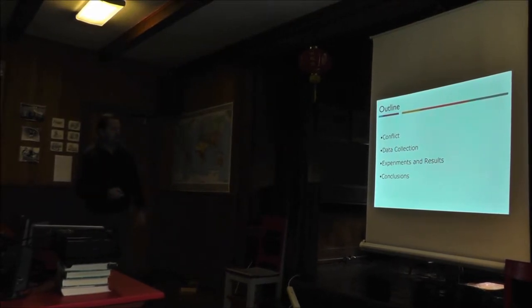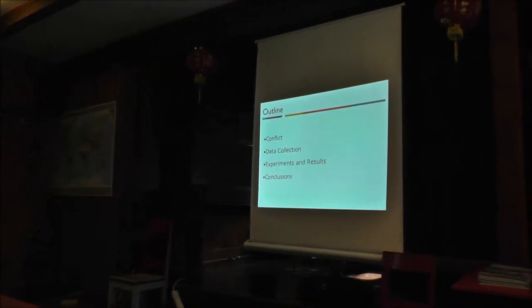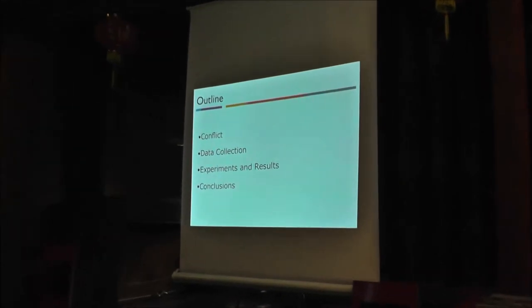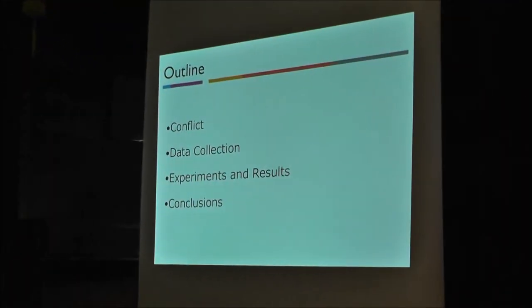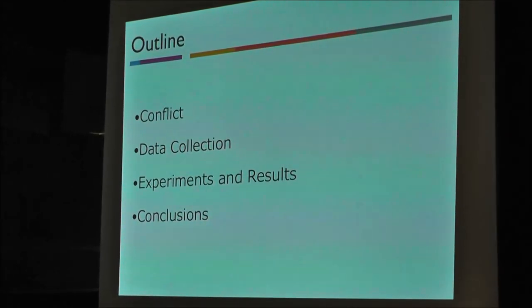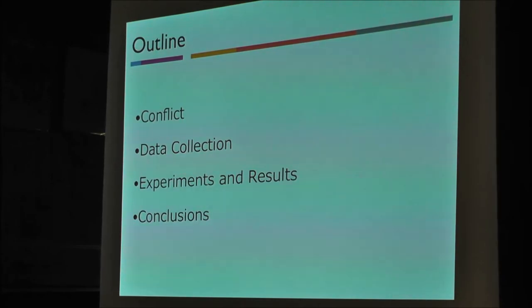Basically we start by trying to understand what we mean exactly when we talk about conflict. Then we will show how we have collected the data in order to do our experiments. Because in social signal processing, data collection is an integral part of the experiment. Data is not just something you get, it's something you have to actively prepare in order to obtain good scientific results. Then the experiments, and at the end, some conclusions.